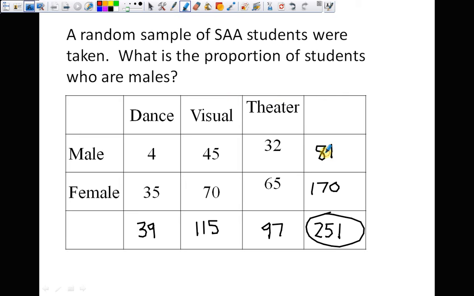Okay. So to answer the question, what is the proportion of students who are males? We have 81 males, and we have 251 students. So the proportion of students who are males would be 81 out of 251. Another way that this question will be worded is, what is the probability that a student is a male? And that would be the same way: 81 divided by 251.